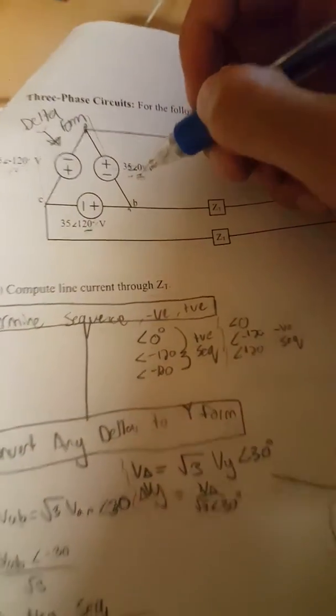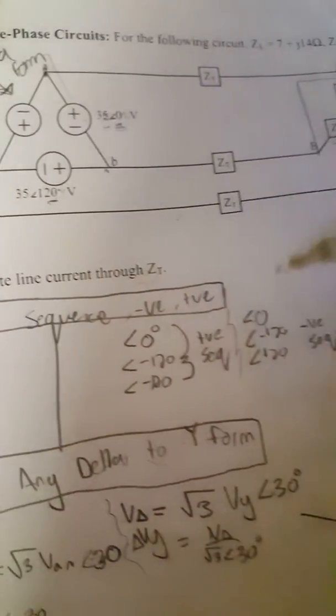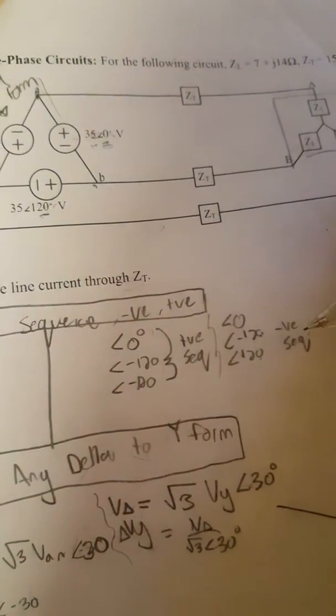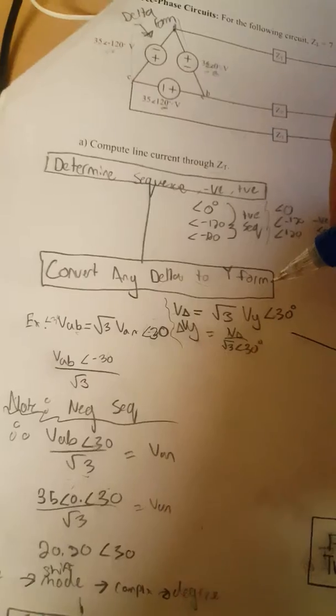So we look over here. It says 0, 120, negative 120. We go back, 0, negative 120, 120. It's going to be negative sequence. So let's write it down. So 1A, it's going to be negative sequence. Cool. Alright, secondly, we're going to convert any delta to Y form.